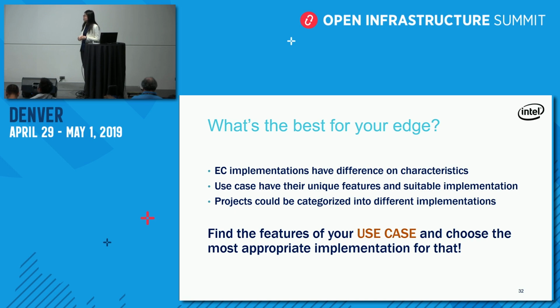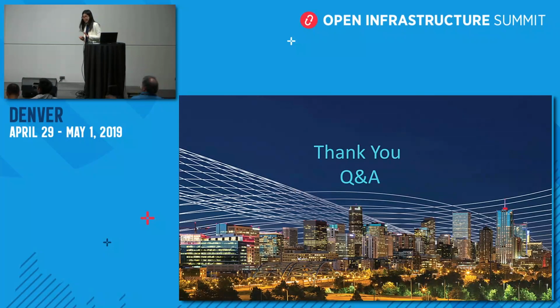So the summary here is you should first take a good look at your edge use case and find the features according to the metrics, maybe the metrics I put in the previous slide, and also use this mapping to find an appropriate edge implementation, and then you can choose the project to deploy. So I hope this talk will help to inspire or guide you to find a good solution for edge. That's all. Thank you.